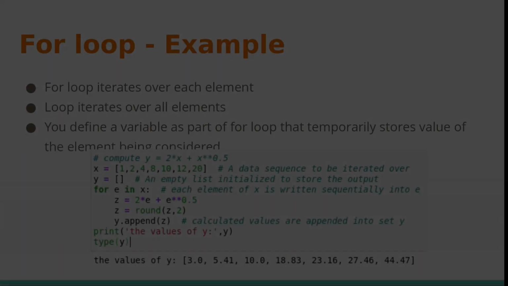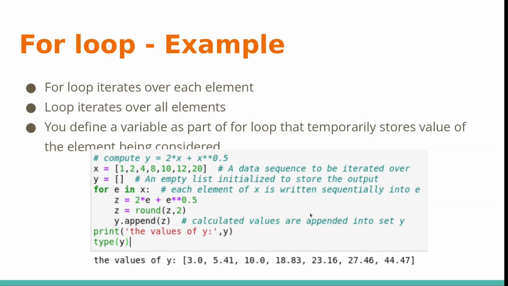As an example, I have a list here, X, which comprises a set of numbers: 1, 2, 4, 8, 10, 12, 20. What I want to do is create another list Y where I take each element of X, multiply that by 2, and then add the square root. Remember, these two multiplication signs right next to each other indicate power, or raised to the power, in Python. And if I raise a number to the power of 0.5, I'm essentially taking the square root.